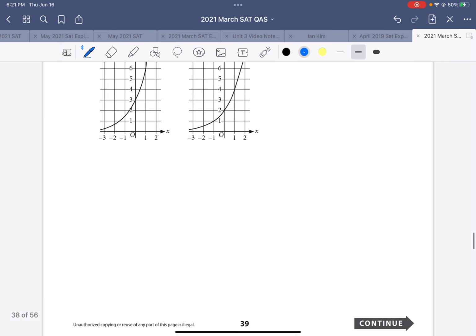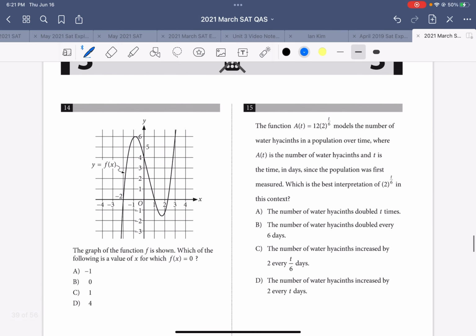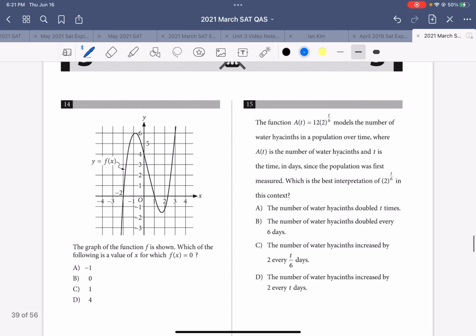Okay, now the next one, number 14. The graph of the function f is shown. Which of the following is the value of x when f of x equals 0? That means they are asking for the zeros here. So it could be negative 2, 1, or 2 point something. One possible value here, I see that 1 is possible.